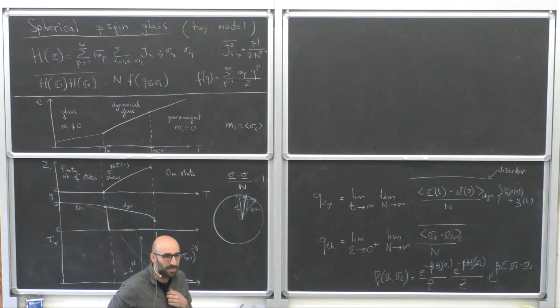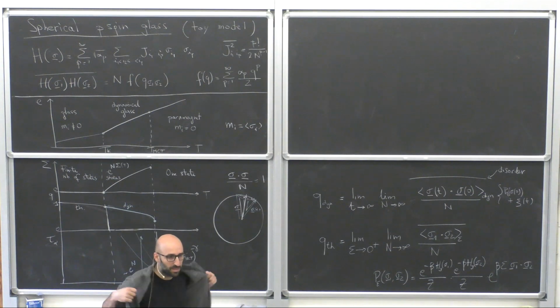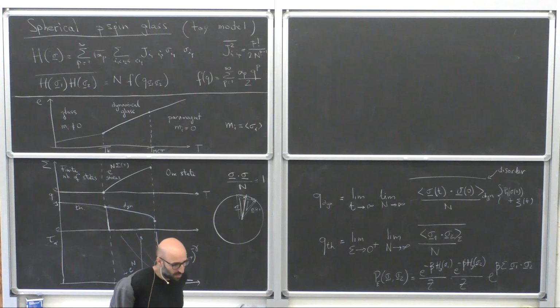Just a short question. In quantum cases, do we expect the fact that spin can tunnel from one cone to another to prevent the dynamical transition, or doesn't it? It doesn't.